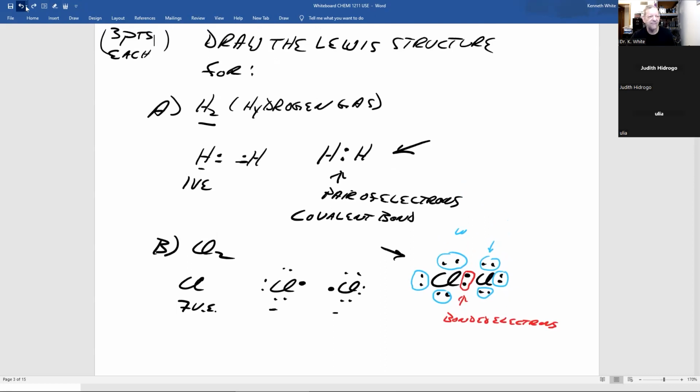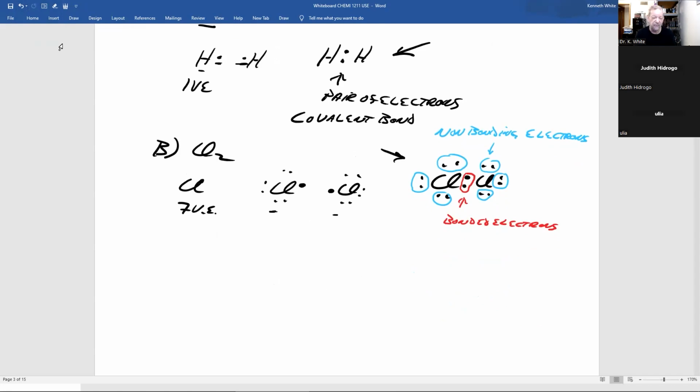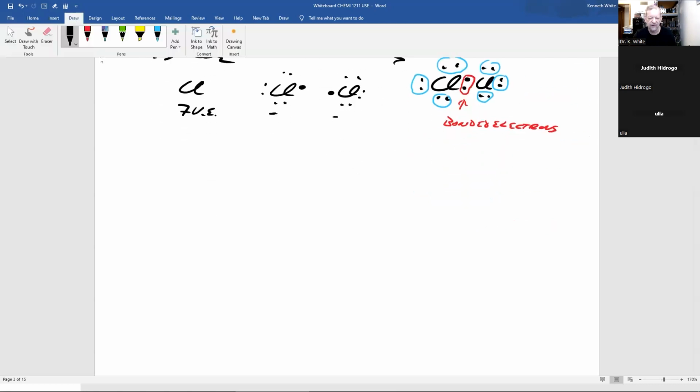So if I were to ask on a test, 3 points each, first draw the Lewis structure for chlorine gas, and then I could ask a second part of the question, in chlorine gas, circle the bonded electrons, or I could ask circle the non-bonding electrons. Those are them. The bonded electrons are the electrons involved in sharing between atoms, as you see in red. The non-bonding electrons are not being shared. Now, let me write the structure again.